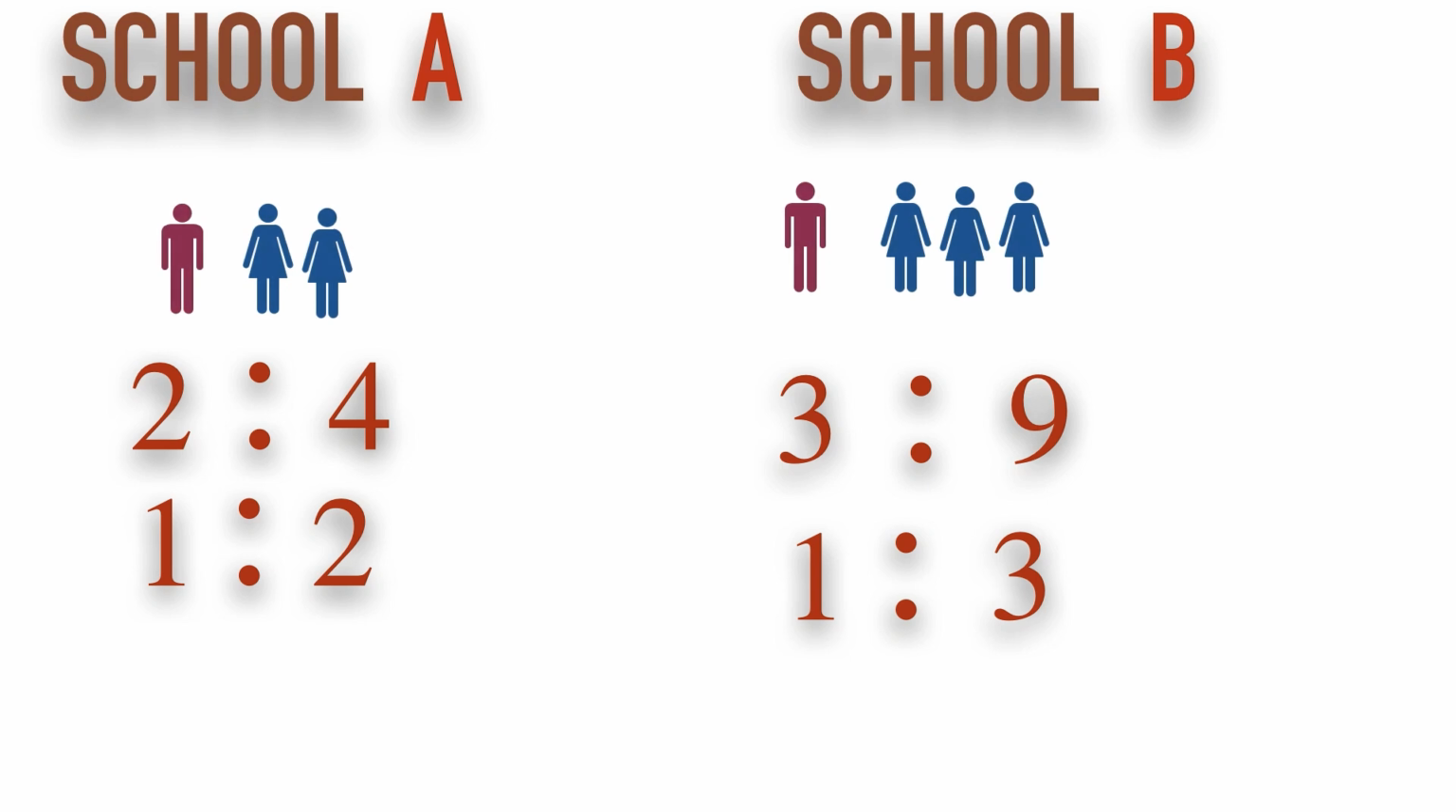Therefore, in school A, there are 2 girls to every boy. And in school B, there are 3 girls to every boy. Hence, we can say that the proportion of girls in school B is higher than the proportion of girls in school A. As you can see, writing it in unit form makes comparisons of ratios much easier.